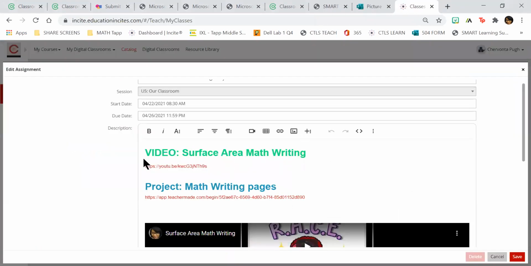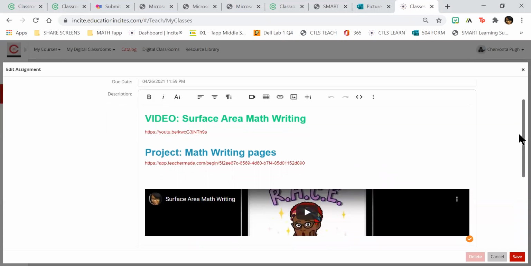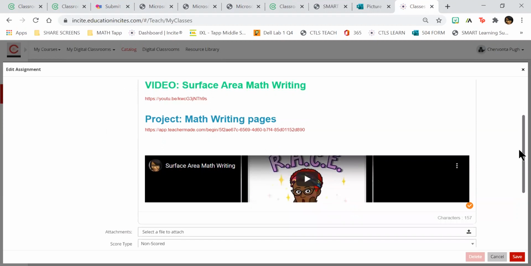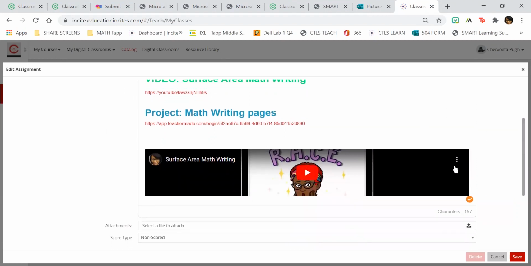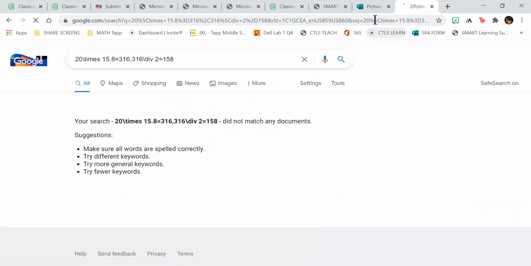All right, so when you go into it, this is my screen, so it looks a little different for you. But when you go into it, it has a video for surface area math writing, and it has the project math writing pages. This is where you're submitting your work. Now, unless you use the screen tools to write and to type and draw and all of that, your work may not be shown. And I also have the video embedded there. So it is a YouTube video.